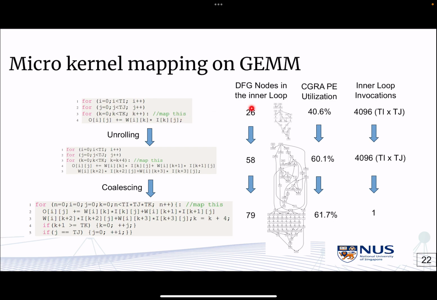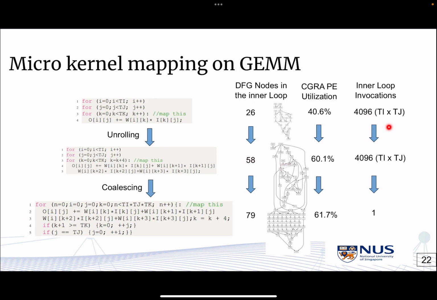If you do that, we get 26 instructions in the inner loop, and the PE utilization after mapping this loop onto the CGRA is 40%. The number of inner loop invocations in this case is the multiplication of the outer loop iterations, which is 4096.